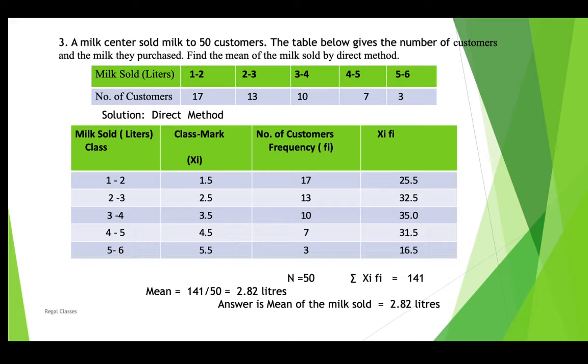Next here, a milk center sold to 50 customers. This is the following table: milk sold in liters and number of customers. We have used the direct method because these numbers are not large, they are small, so we have continued to use the direct method in this, and we have calculated the average. Here you have xi fi, take the sum of xi fi, divide by the total, and you get the mean.